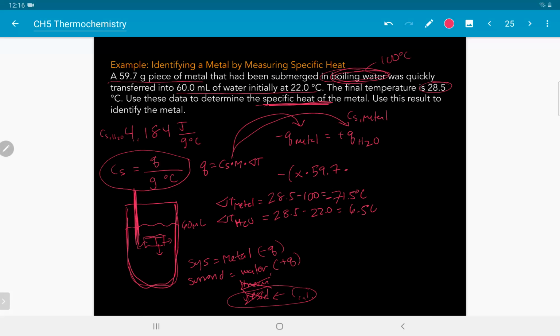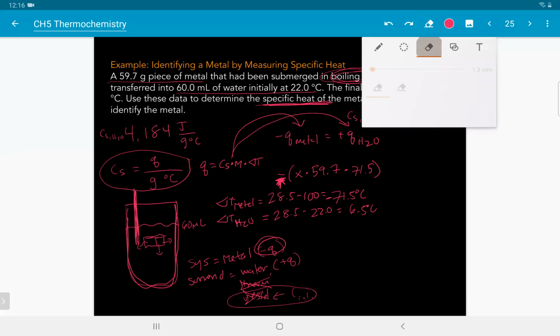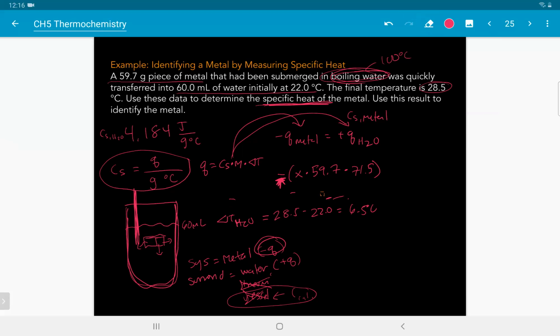Sorry, that should be a negative sign right there for the metal, right? Negative 71. And that negative sign is the same negative sign I put out in front, because that negative sign is letting me know that the metal is releasing heat to the water. So I'm just going to write 71.5 here. I'm not going to put a negative, because that negative and negative would cancel out. I'm going to do a little bit of erasing to give myself some room. So we calculated the delta T's there. Let's erase and go back to our question.